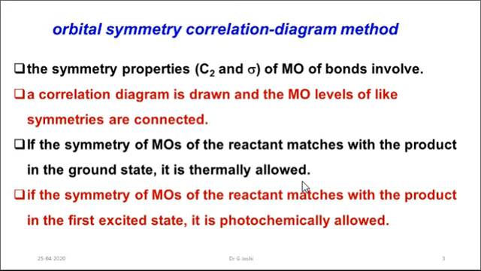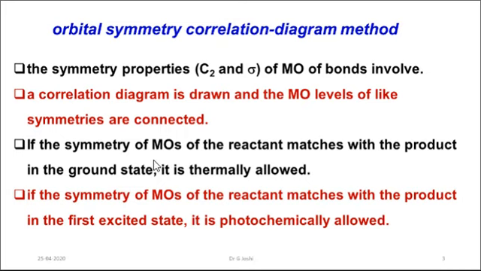Orbital symmetry correlation diagram methods. Like we have done before in electrocyclic reactions, the symmetry properties of molecular orbitals of bonds involved in cycloaddition reactions are considered. Then we'll draw a correlation diagram between molecular orbital levels of reactant as well as product, and we'll connect these molecular orbitals of like symmetries by drawing a line.